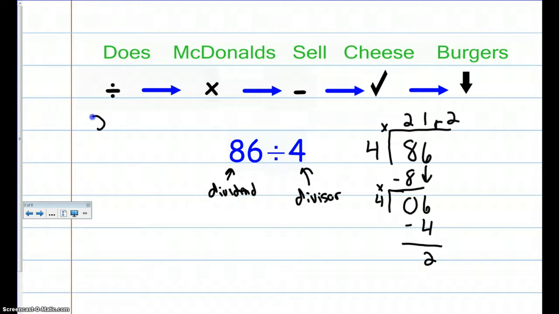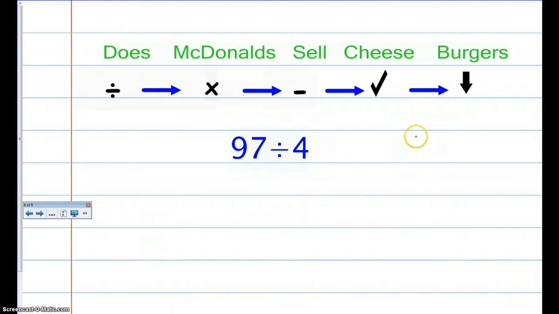If I wanted to check this, 21 times 4. 4 times 1 is 4. 4 times 2 is 8. Plus the remainder of 2 is 86. And it checks here and it checks here.